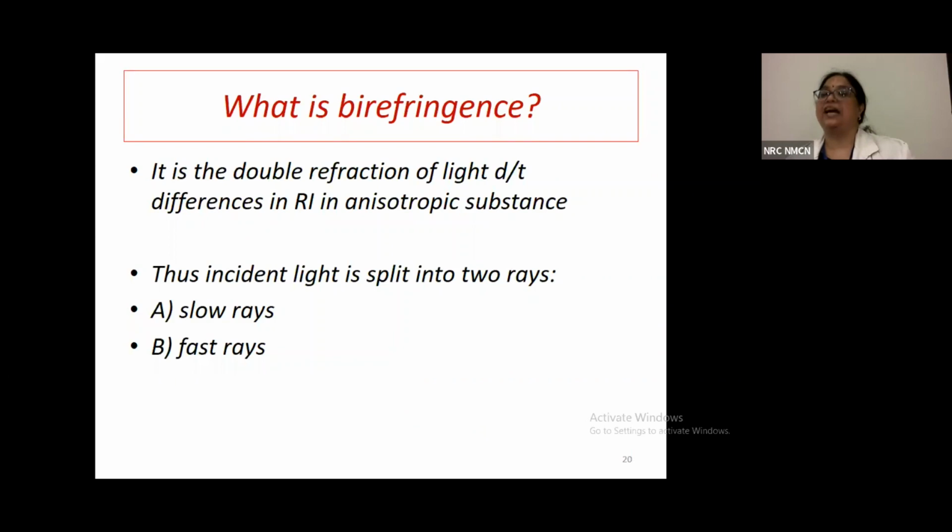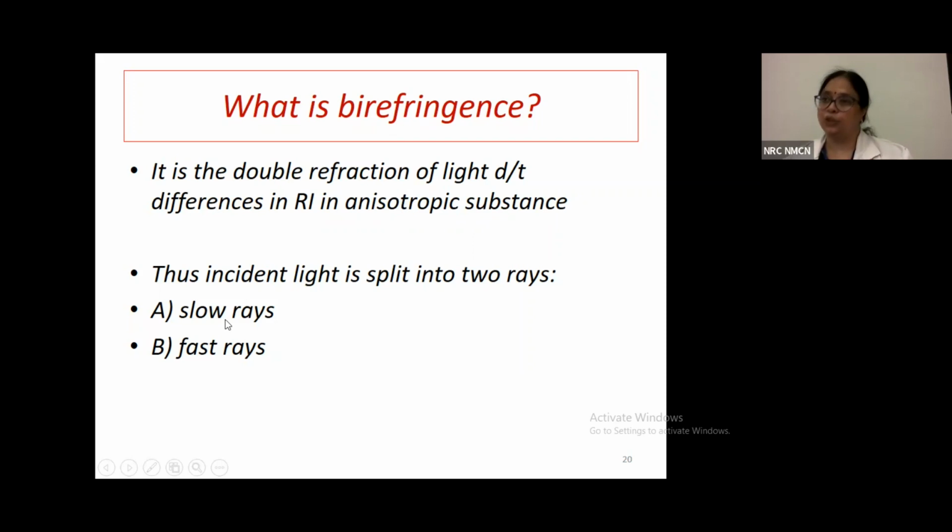Second question is, what is birefringence? We say certain substances are birefringent. What does it mean? It means that the substance has different types of refractive indices. There are different areas where the refractive indices are different in that substance, and that causes a double refraction of an anisotropic substance. This means that the incident light which falls on this birefringent material splits into two rays.